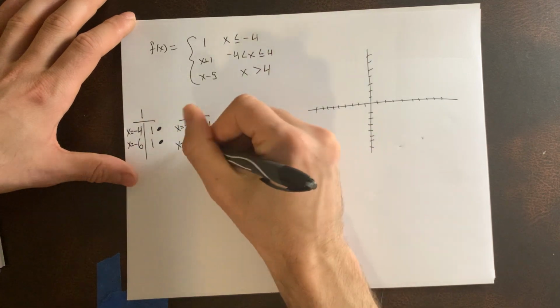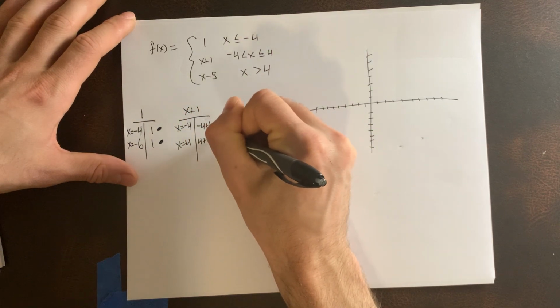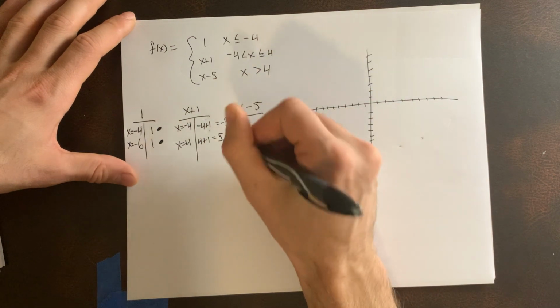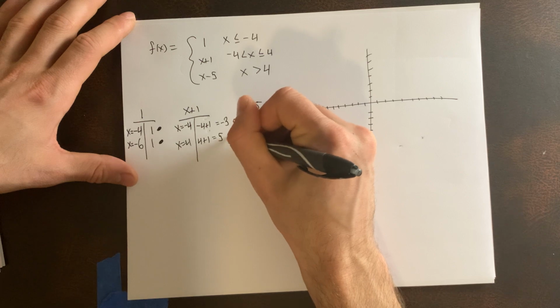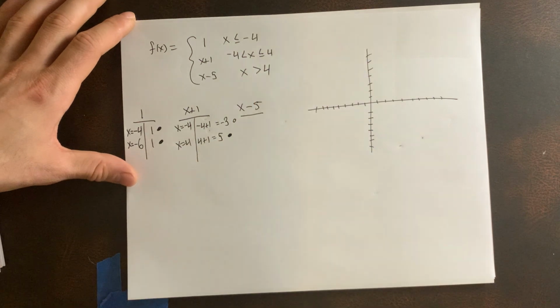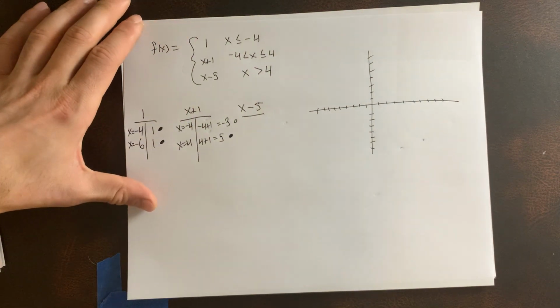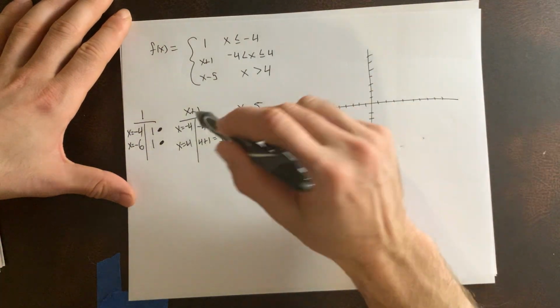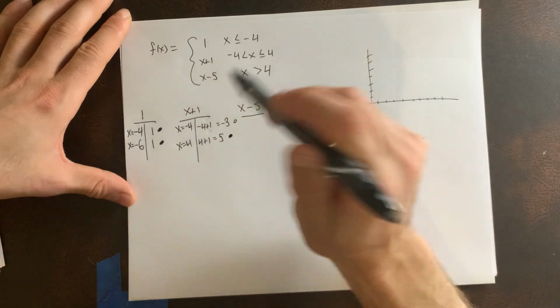We'll get 4 plus 1, which is 5. But we're allowed to plug in 4 because 4 has the less than or equal to sign. So this one gets a closed dot. And you only need 2 points per table. So technically we don't need to plug in a point in between minus 4 and 4. We just need to make sure we have 2 points per table.